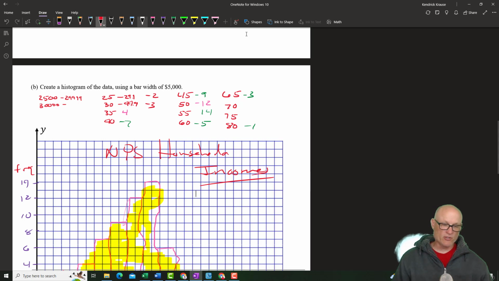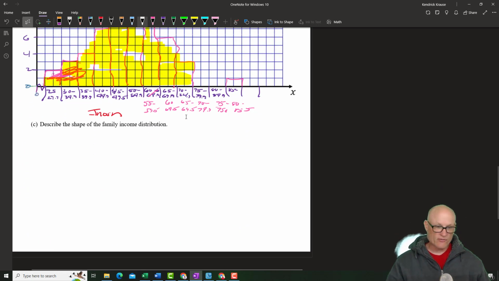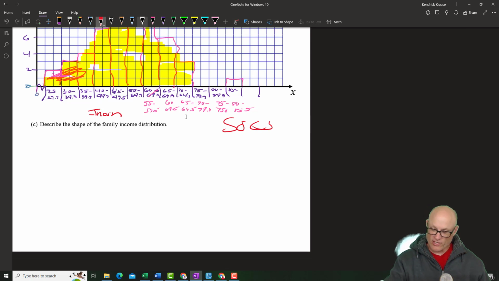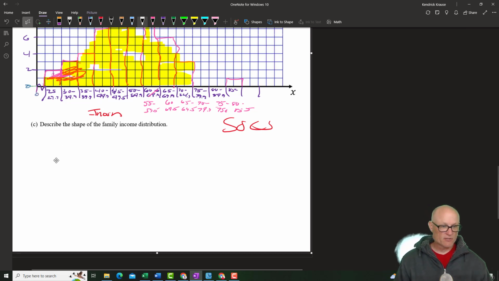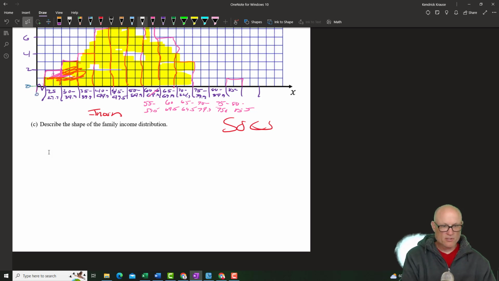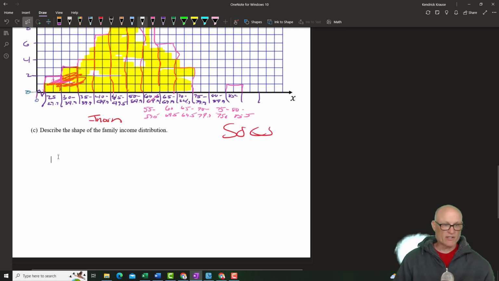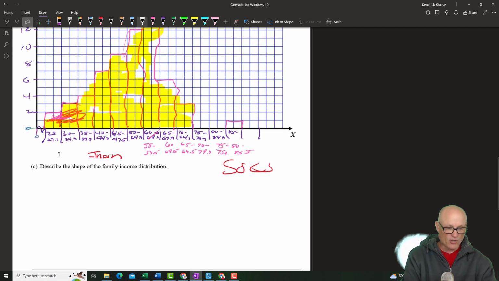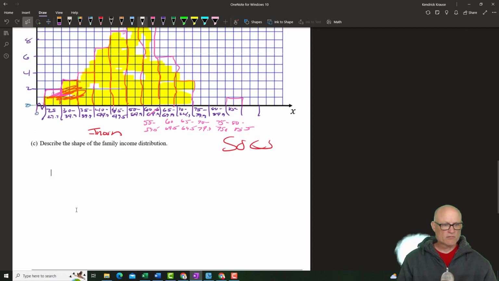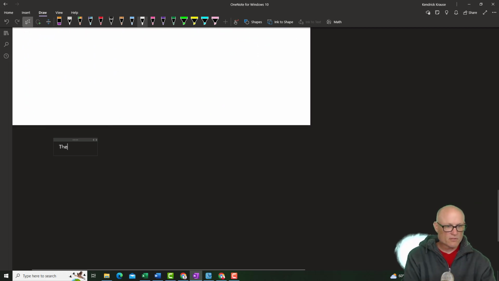All right, so now we're going to use SOCKS to describe this thing, and then we're done. Center, shape, spread, outliers. I think I can type on here. If you look at this distribution, hopefully you see that this distribution is skewed left. Let's see if I can type. Oh my God, why is it coming up like that color? Maybe I'll type it here. The shape of the distribution is skewed left, period.